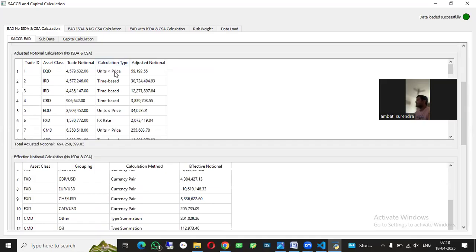Even I mentioned here, as a different column, what type of calculation I am applying to each asset class. So for interest rate derivatives and credit rate derivatives, I'm applying a time-based calculation approach, where adjusted notional accounts for the time value of money using a discounted formula based on start and end dates.